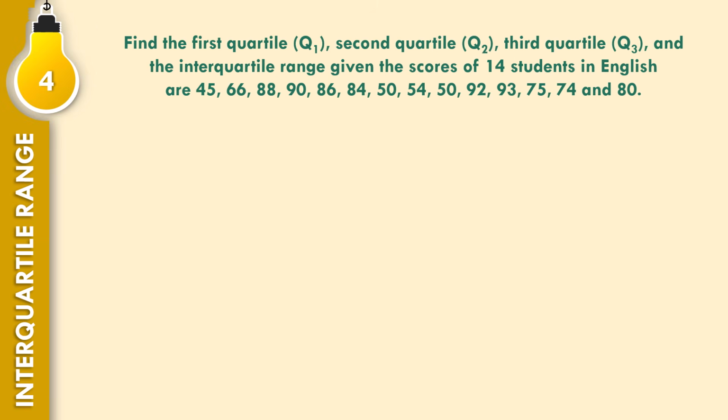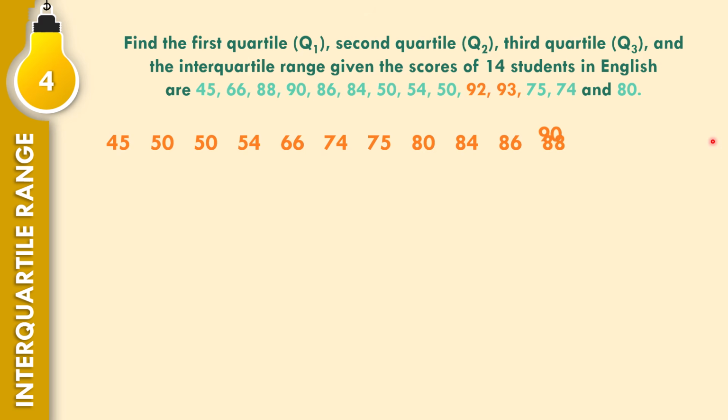In example number 4, find the first quartile, Q sub 1, second quartile, Q sub 2, third quartile, Q sub 3, and the interquartile range, given the scores of 14 students in English: 45, 66, 88, 90, 86, 84, 50, 54, 50, 92, 93, 75, 74, 80. First, we need to arrange from lowest to highest, or in ascending order. The lowest is 45. Next to 45 is 50, another 50, and then 54, 66, 74, 75, 80, 84, 86, 88, 90, 92, and then 93.